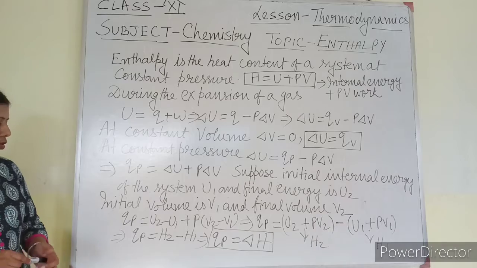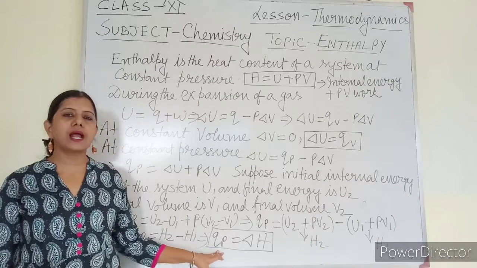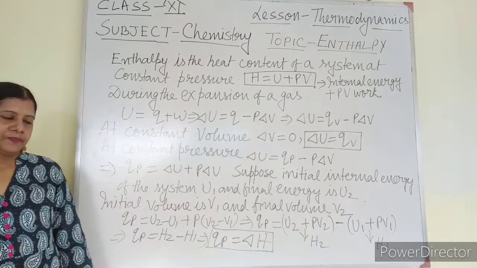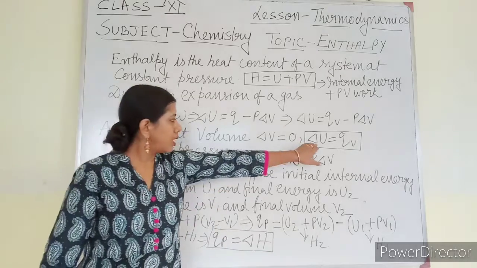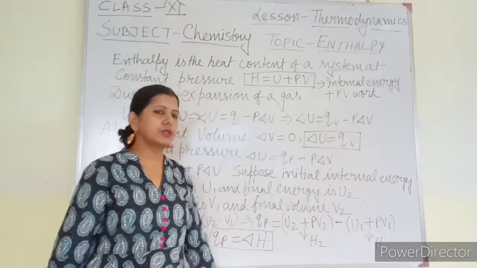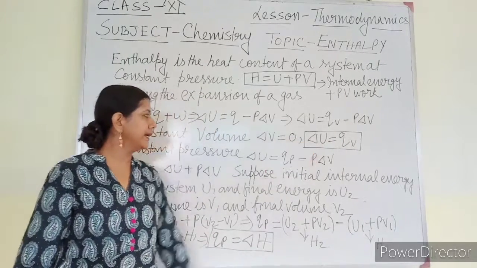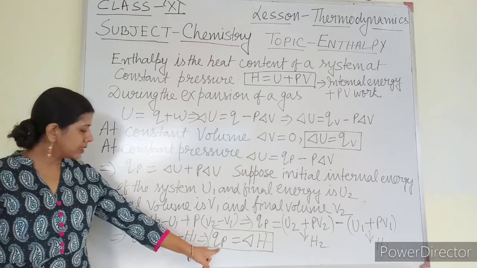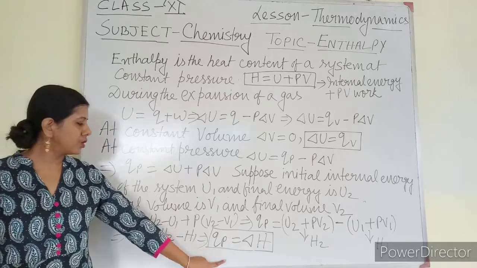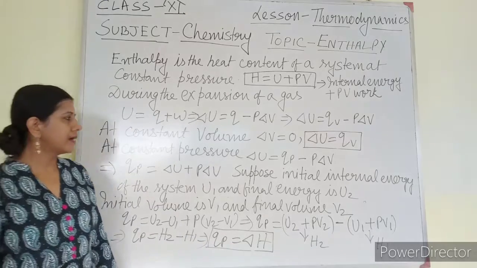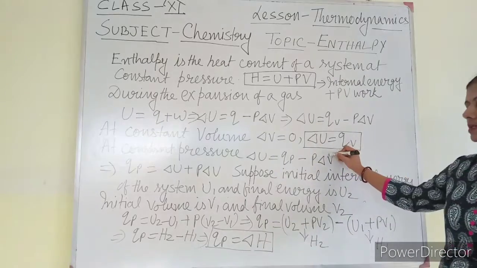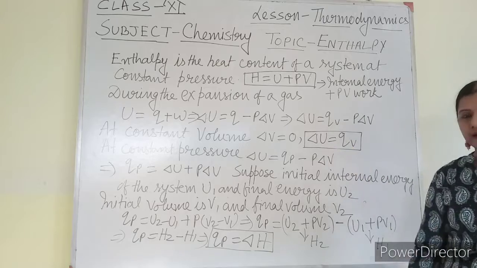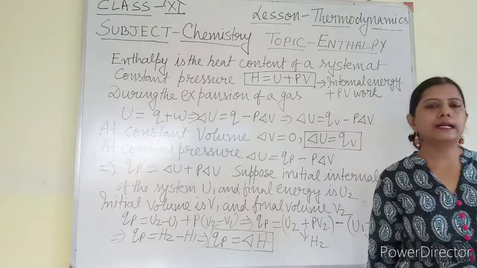So ultimately you got that heat change at constant pressure is equal to change in enthalpy. And another thing you got, that heat change at constant volume is the change in internal energy. So these two terms you have to remember: QV equal to delta U, QP equal to delta H.